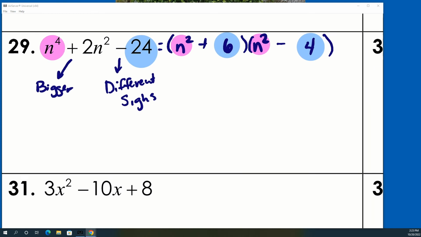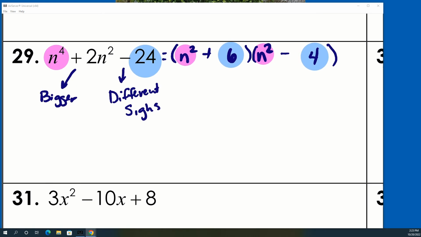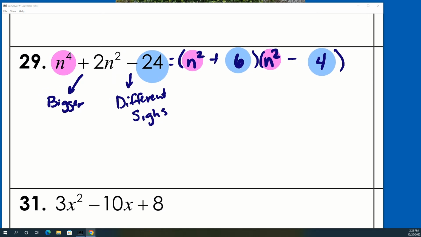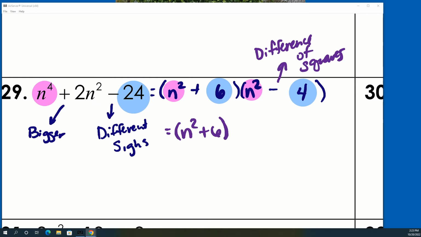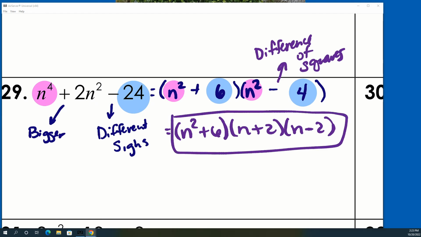Are we finished? Yeah. Can we keep factoring on one of them? Yeah. This one is difference of squares. All right, so we'll still have n squared plus 6 because you can't do anything with it. But n squared minus 4 is going to be n plus 2, n minus 2. Okay, so that one is like the one before, just with a little extra difficulty with the n to the fourth.